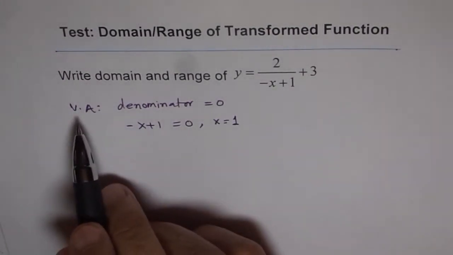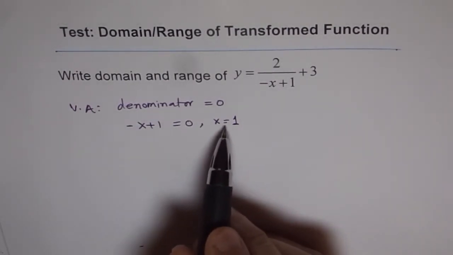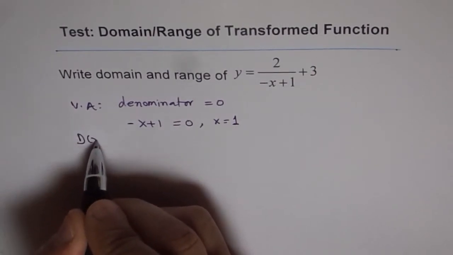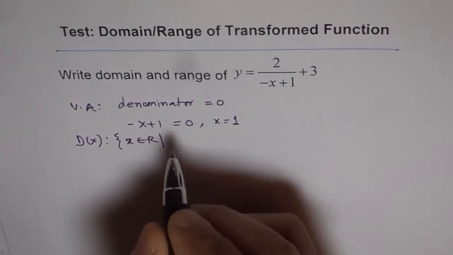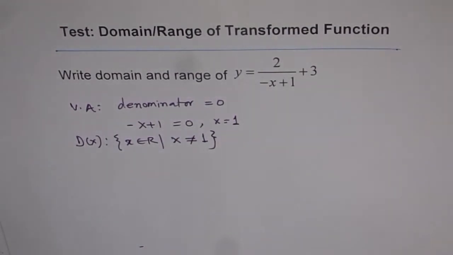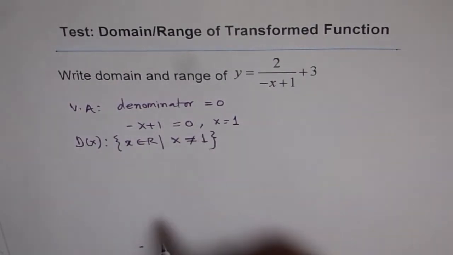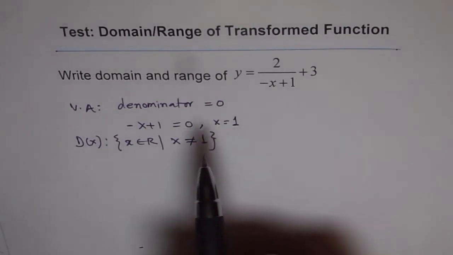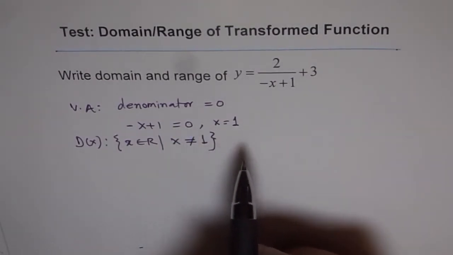So we know vertical asymptote is x equals 1, and therefore in our domain we can now write: domain is the set of all real numbers but x is not equal to 1. So we get our domain in this fashion, right? That is probably the best way and the fastest way of getting the domain of rational functions in any kind of situation. Now, how about the range?